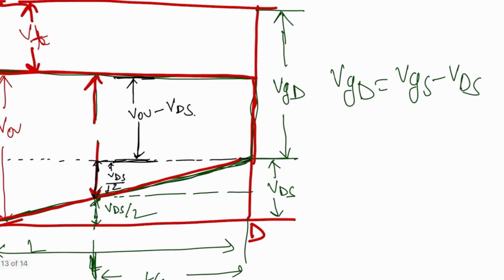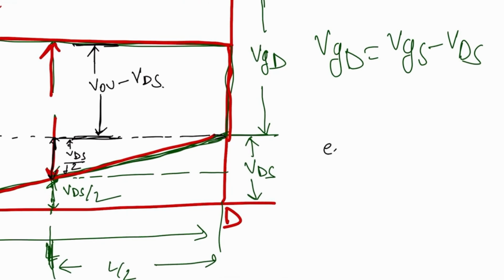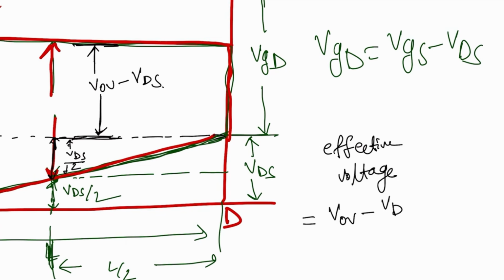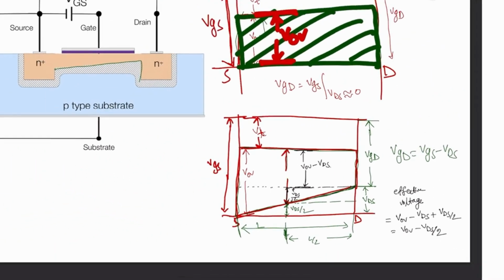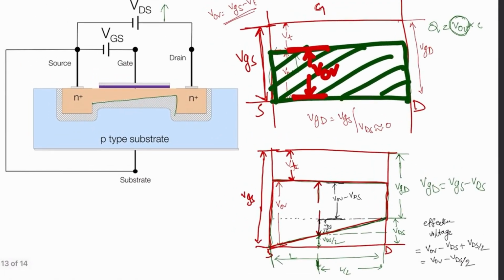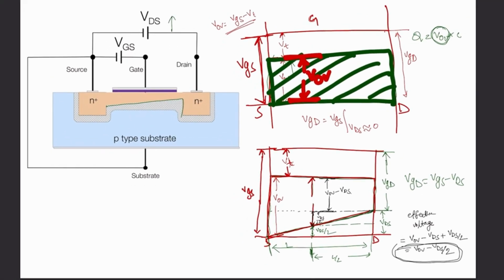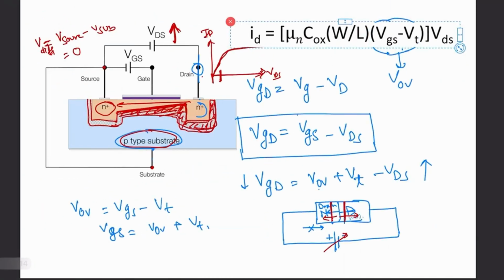So I can write down the effective voltage now is equal to VOV minus VDS plus VDS by 2, which is equal to VOV minus VDS by 2. So now you understand that when the channel is tapered by the depletion region, the effective voltage across the channel is VOV minus VDS by 2. Now I will explain how the current equation will change.